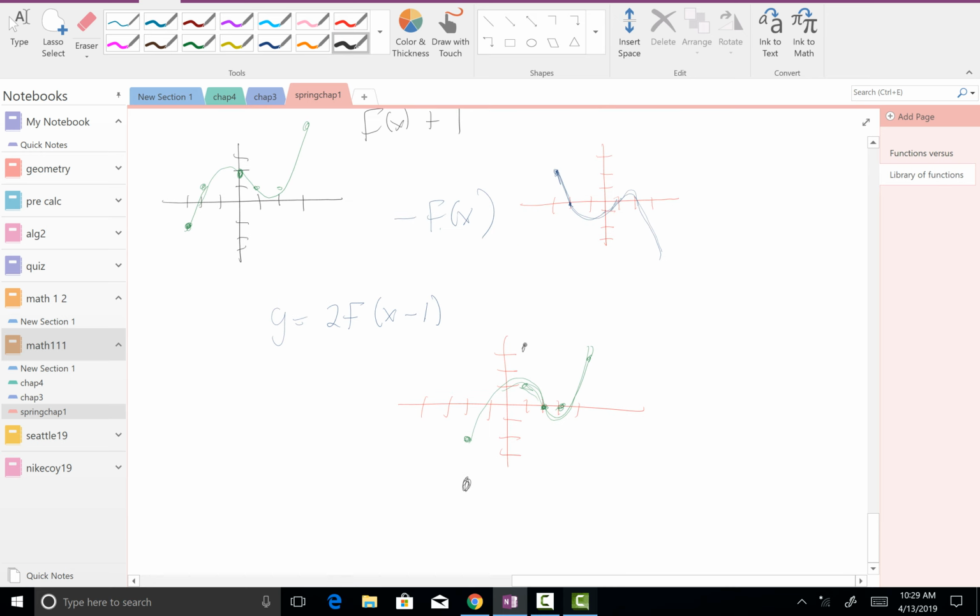This point is going to be twice the size. This is going to be twice the size. And this is going to be twice the size. So it's going to look something like this. Okay? So it's going to be stretched vertically in both directions. All right? So you kind of got to show that. All right? So it's tricky. These ones are tricky. Okay?